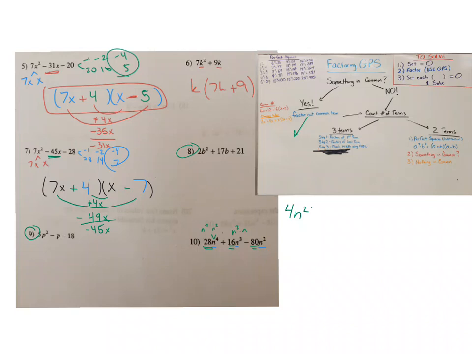They all have at least n squared. So what's left over becomes 28 divided by 4. So 28 divided by 4 is 7n squared. So if I want to check my work, I could always go 4n squared times 7n squared, and it should give me this. And it does. Right.